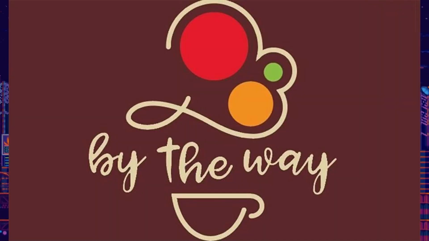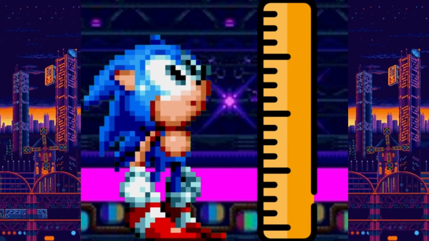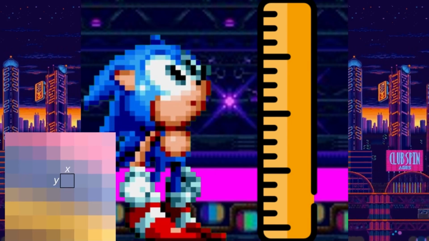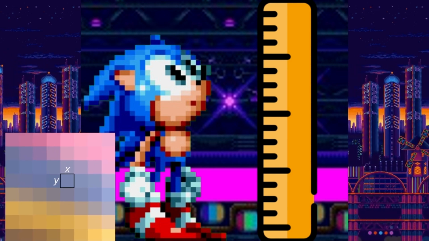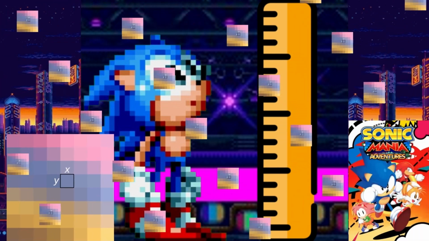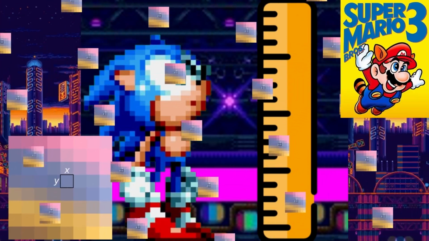And by the way, all of these measurements were done mainly using pixel measurements, which is basically the process of picking apart every little square pixel that is the building block for a retro game, such as Sonic Mania or Mario 3 or stuff like that. And all of it came from that.